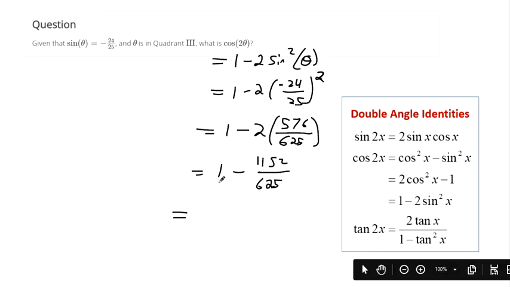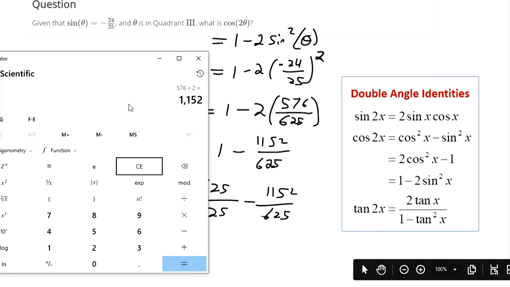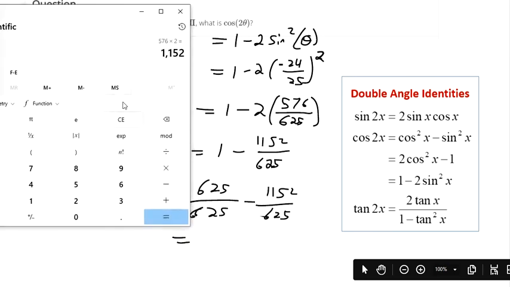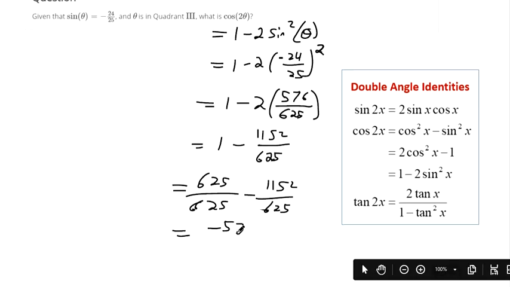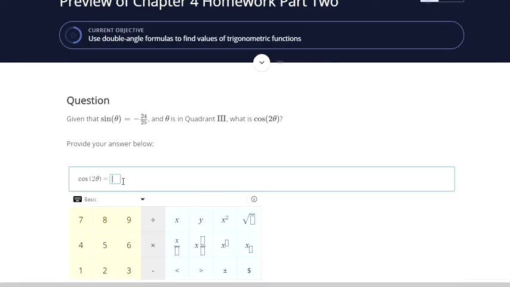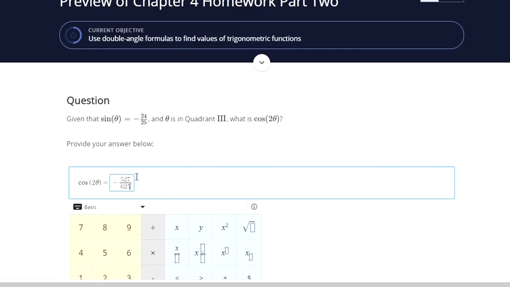And then we can get common denominators. 1 is 625 over 625. Now we can subtract. So we get 625 minus 1152. That makes -527. Okay, then we should be done. So let's try -527 divided by 625, I think it was, right?